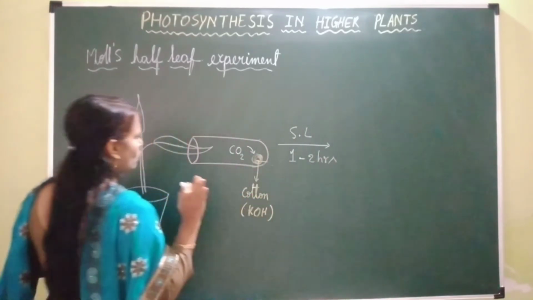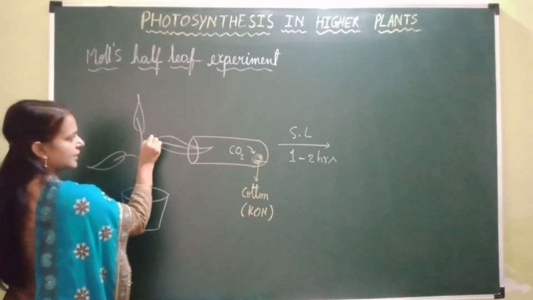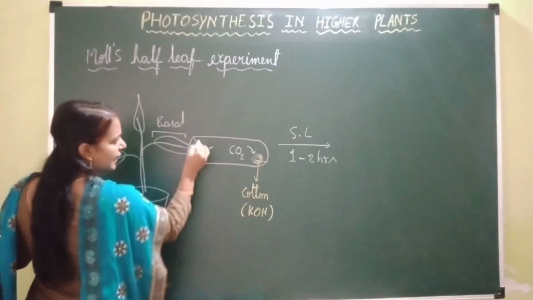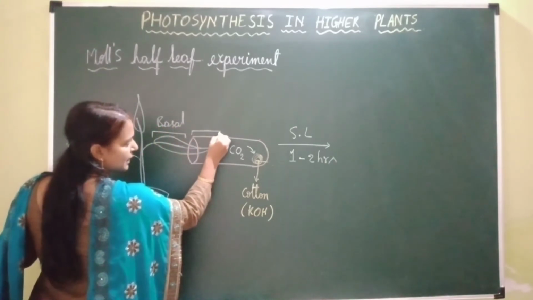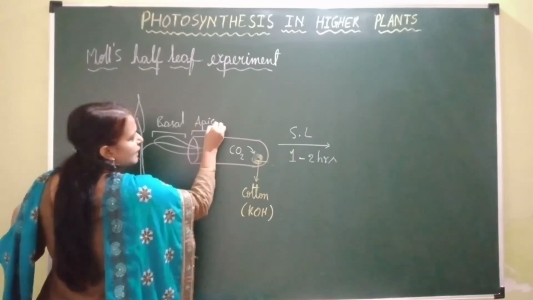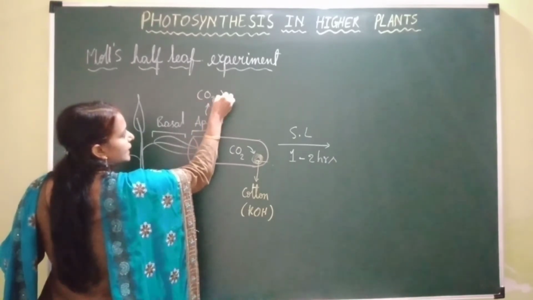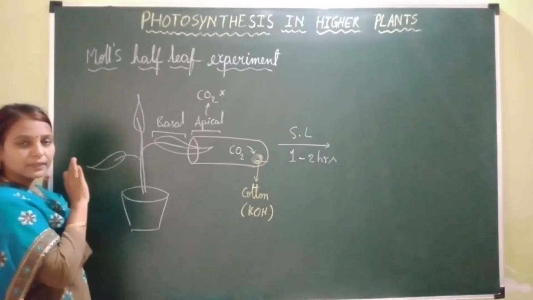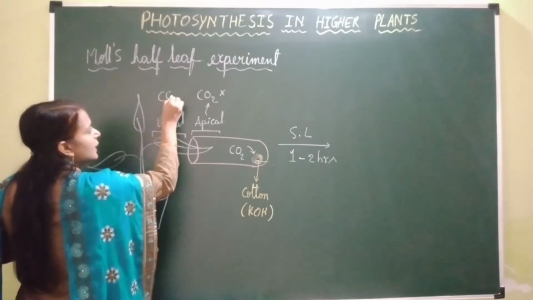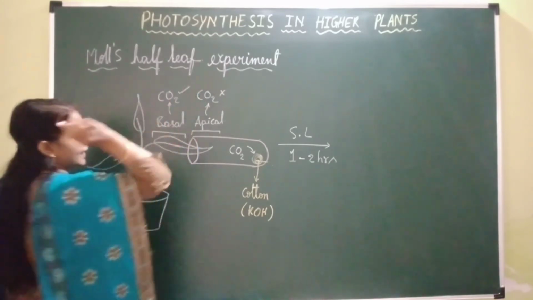Now, what is the difference between the apical part and the basal part of this leaf? This is the basal part and this is the apical part, which has been placed inside the test tube. The apical part of the leaf has not been exposed to carbon dioxide. In its environment, there is no carbon dioxide. In the environment of the basal part, carbon dioxide is present, which means it can absorb atmospheric carbon dioxide.